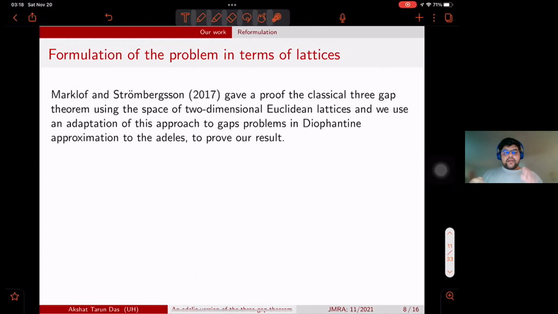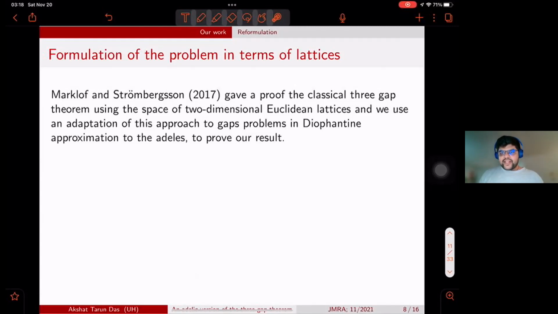One of the recent proofs which we are interested in is given by Marklof and Strömbergsson in 2017. They make use of the space of two-dimensional Euclidean lattices to give a proof for the classical three-gap theorem. So what we do is we take this approach of theirs to gaps problems in Diophantine approximation and use an adaptation of it to the adeles to prove our result.